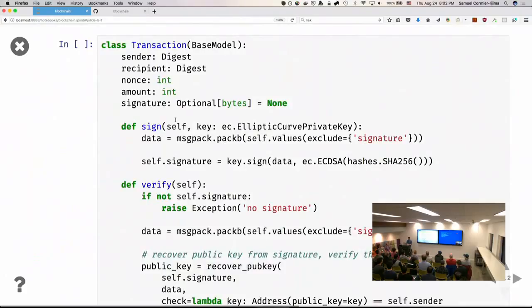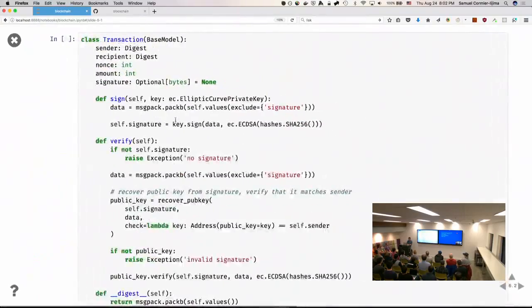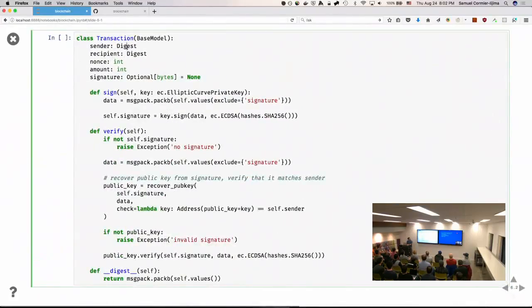So here's the model. I have to zoom out a little bit to show you all of this. This is my first time doing a presentation with Jupyter notebooks. It's pretty cool. So here's our model. Here's a transaction. Again, we have a sender and a recipient. Those are the addresses. The nonce and the amount. The amount is just the integer, and nonce is the count. And then the signature, which is going to represent that signed data.